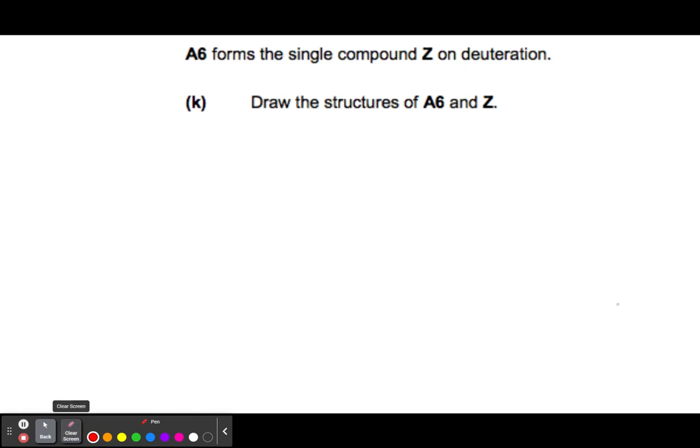So if you look through the possibilities, and I encourage you to do so, you find that the only possibility is that this is D. Sorry, what am I on about? Not D. This is A6. Okay, I'll redraw that because that wasn't very clear. I've just drawn it backwards. This is A6.